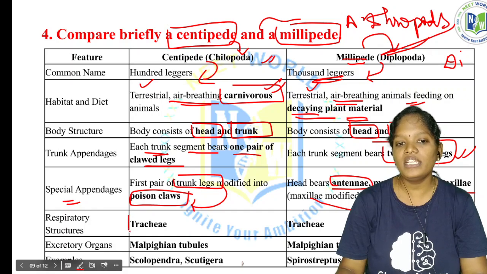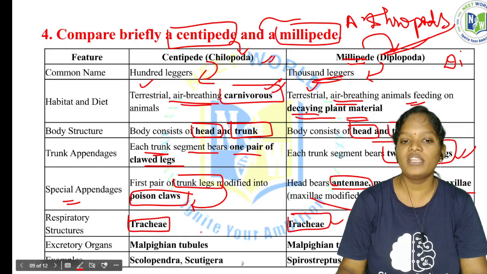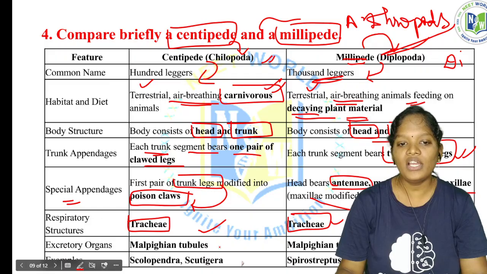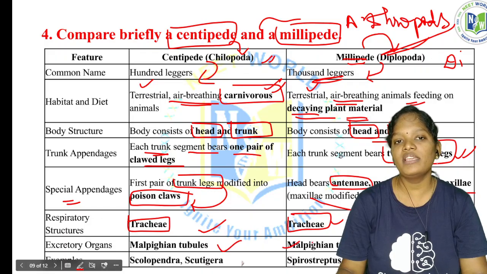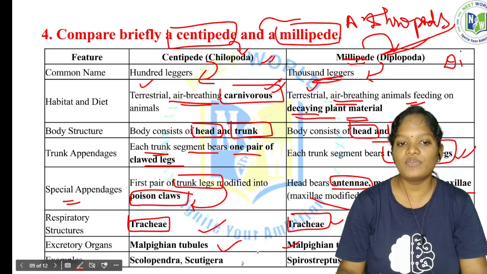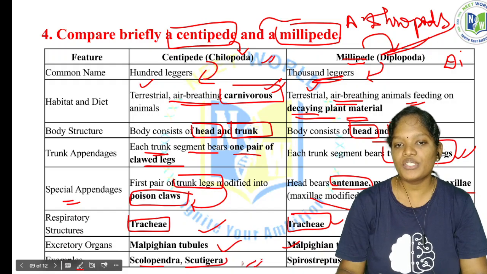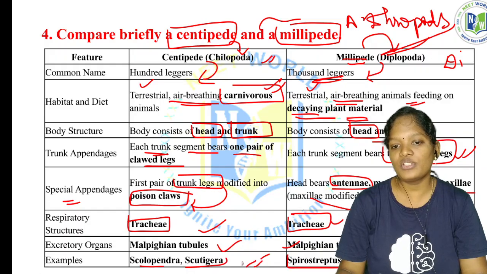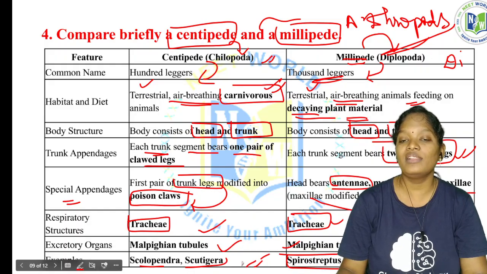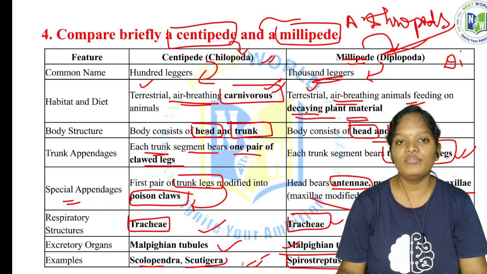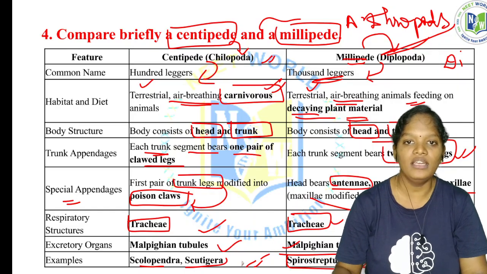Now the respiratory structure: for both organisms it will be the tracheae. Now the excretory organs: the Malpighian tubules will be the excretory organ for both the centipede as well as the millipede. Scolopendra and Scutigera are examples under the centipede, and Spirostreptus and Julus are examples under the millipedes. So this is the comparison between the centipede and the millipede.